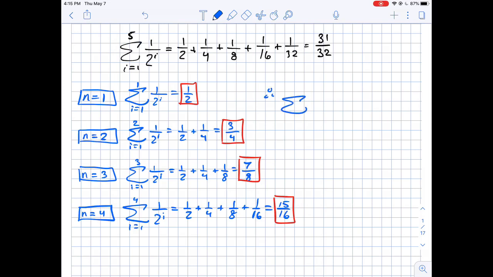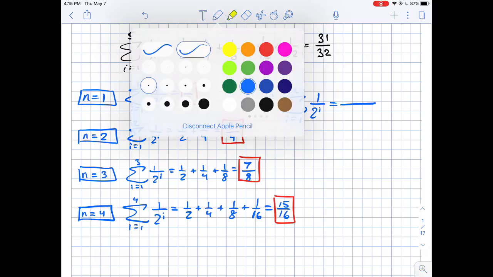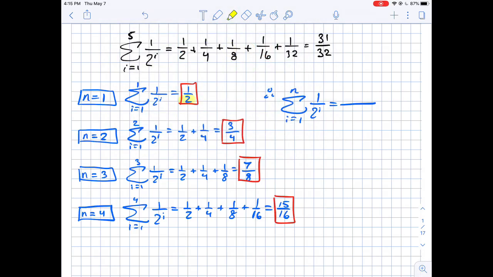Well, let's try to figure this out on the side. We know the sum from 1 to n in general. What is the pattern defined in terms of n for our denominator and for our numerator separate from each other? So first off, let's look at these denominators. My denominators are 2, 4, 8, 16, and those you have to recognize are just the powers of 2. Here we have 2 to the power of 1, 2 to the power of 2, 2 to the power of 3, and 2 to the power of 4.